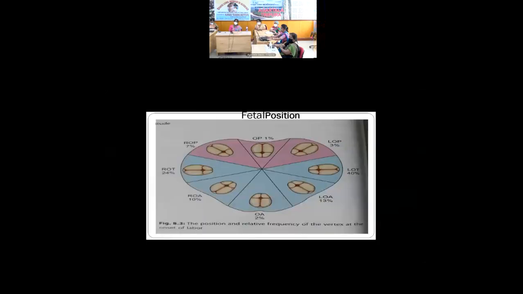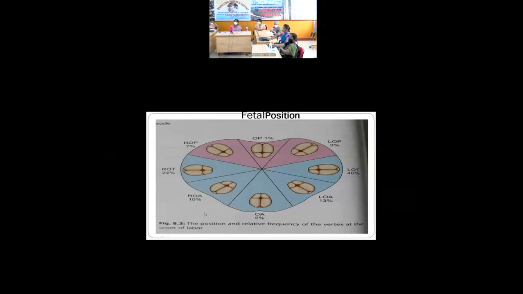Now the fetal position, these are the normal positions, and these are the posterior position, anterior position, and two lateral positions, and three anterior positions, and three posterior positions. This is the ROP, which is 7%, right occipito posterior. OP is occipito posterior, that is a very rare one, and left occipito posterior 3%. LOT is the most common one, and the mechanism of labor also I have shown of LOT.